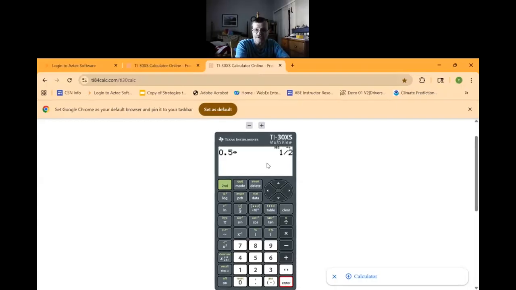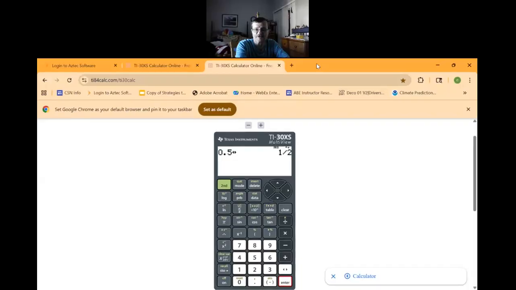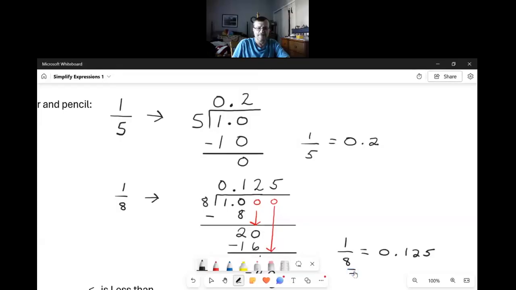I'm going to show you how to do this on paper and pencil in case you wanted to know the secret of how that's done on paper and pencil. So let's go ahead and do how to turn a decimal back into a fraction. Let's go do that. All right.